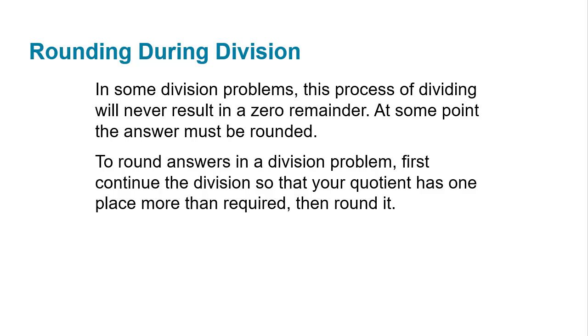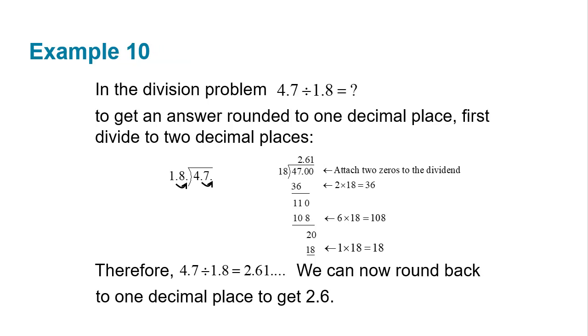Sometimes the process of dividing will never result in a zero remainder, meaning that you get repeating decimals. And when you get repeating decimals, oftentimes you have to just kind of call it quits and round. So for instance, if you did this division, it's going to keep going on and on.